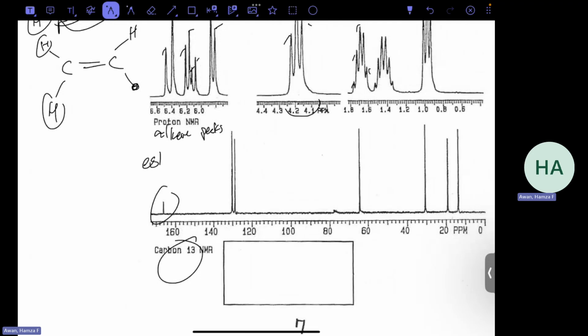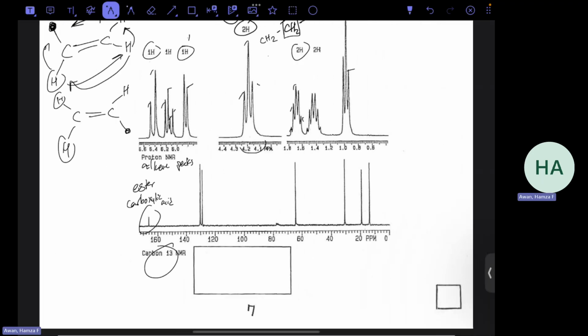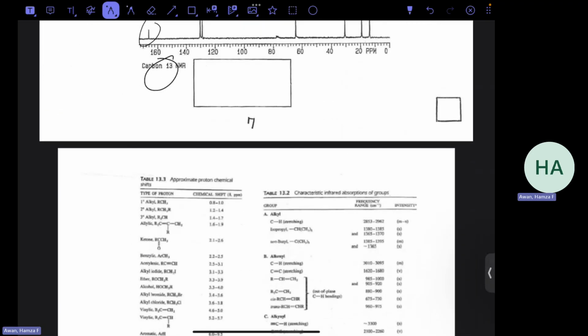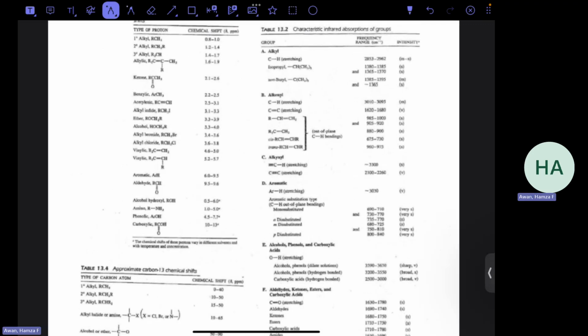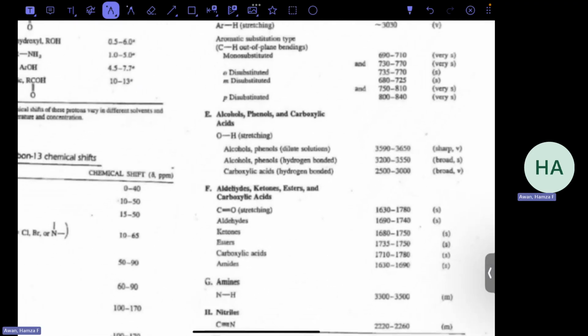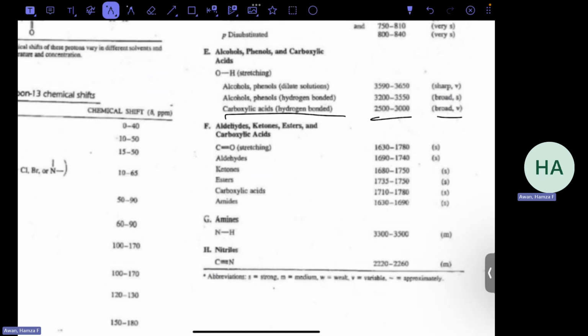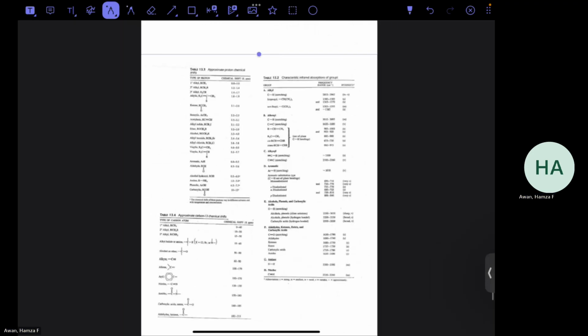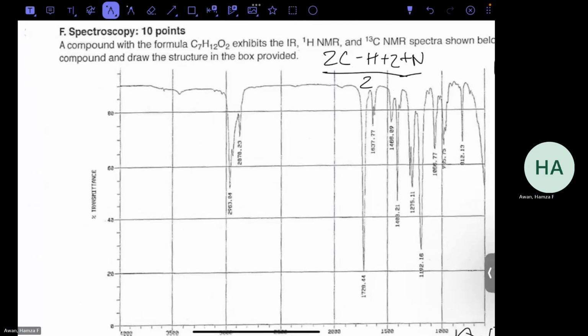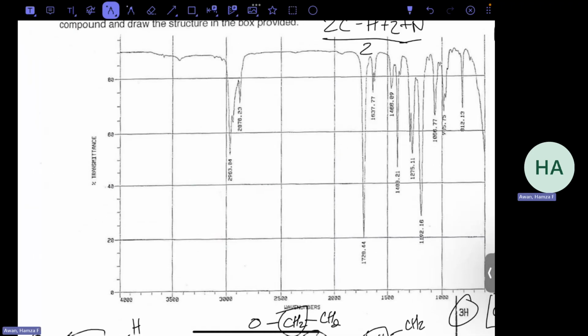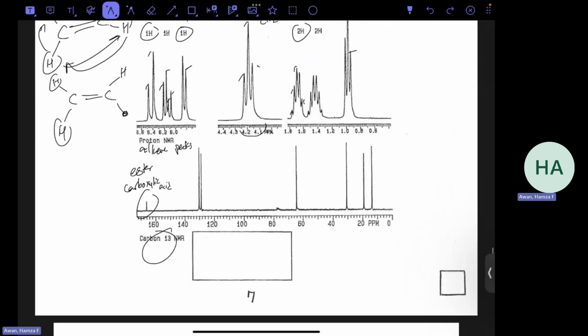So we could have an ester or a carboxylic acid. Let's see if we have a carboxylic acid, right? So let's look through here. OH stretching for carboxylic acids, 2500 to 3000, it's going to be a broad V shape. So 2500 to 3000, we do not have any broad V shape, right? So because of that, we know it's not a carboxylic acid, it's an ester, right? So we have an ester.